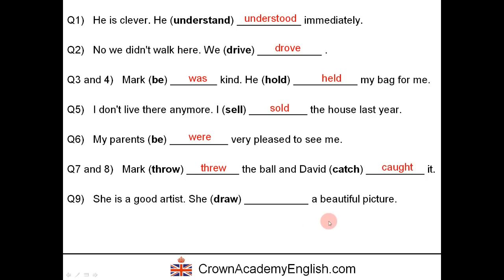Question 9. So the answer is, she is a good artist. She drew a beautiful picture. So the past form of draw is drew. Okay? So all of these in red are irregular verbs. We haven't found the two regular verbs yet.